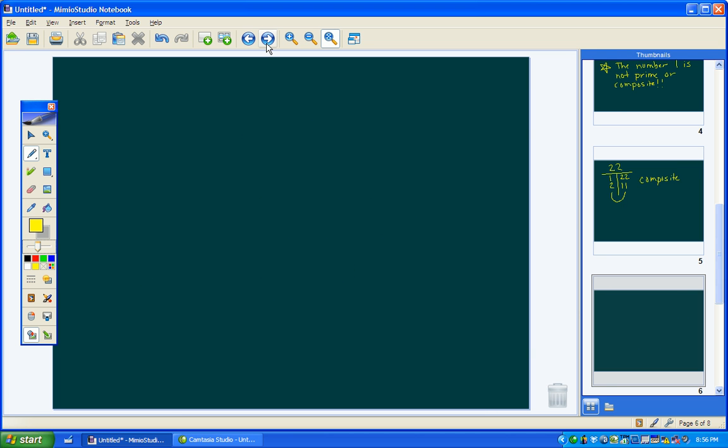Alright, let me show you now how to do prime factorization using a factor tree. We're going to start with the number 24. And you can go about this several different ways. There's not a right or wrong way to get there as long as you get to the right prime factorization. 24, I can break it into 8 times 3.